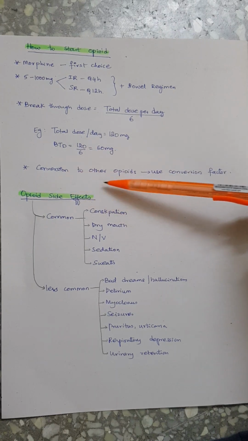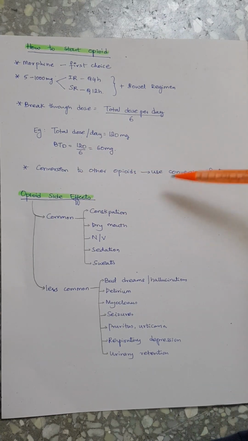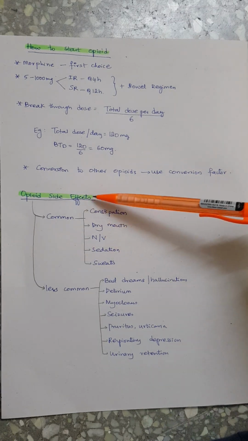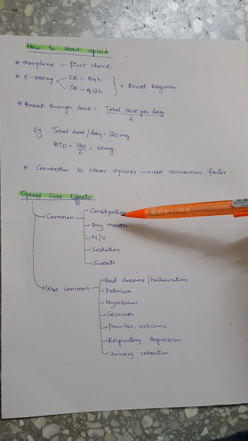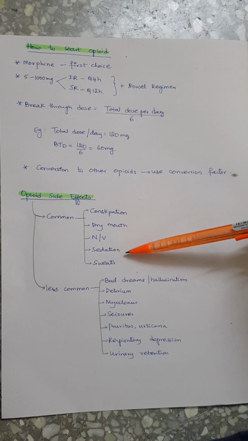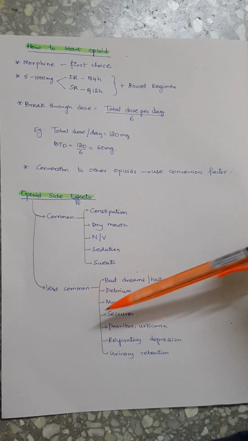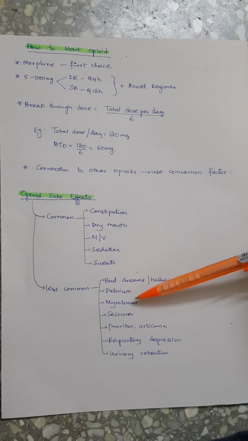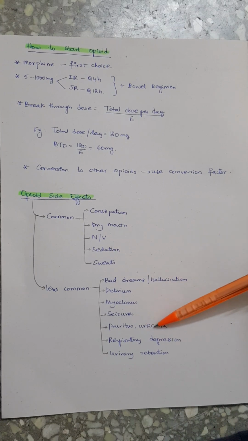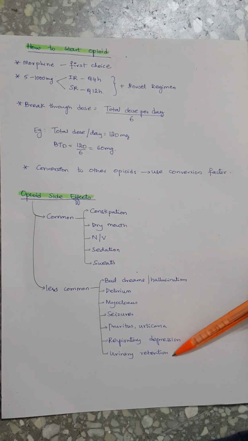Also, for conversion to other opioids, we can use the conversion factor. Opioid side effects: the common ones are constipation, dry mouth, nausea, vomiting, sedation, and sweats. Less common ones are hallucinations, delirium, myoclonus, seizures, pruritus, respiratory depression, and urinary retention.